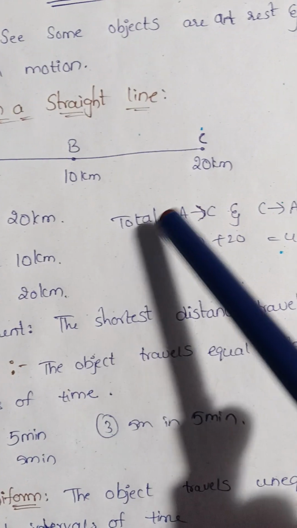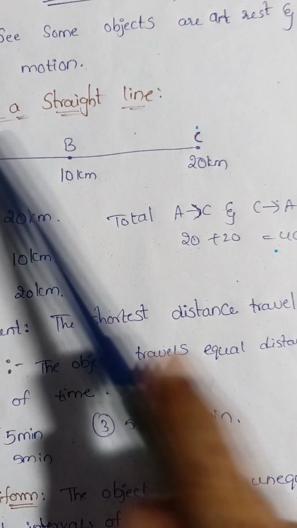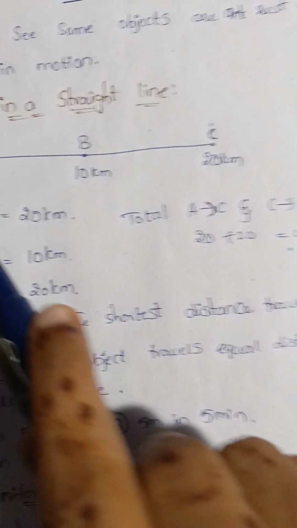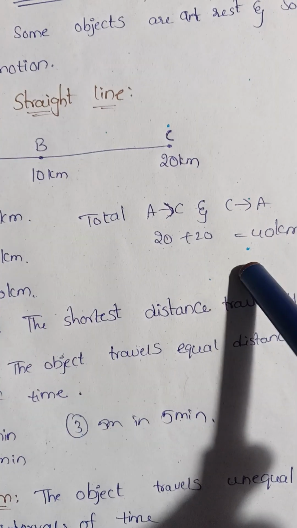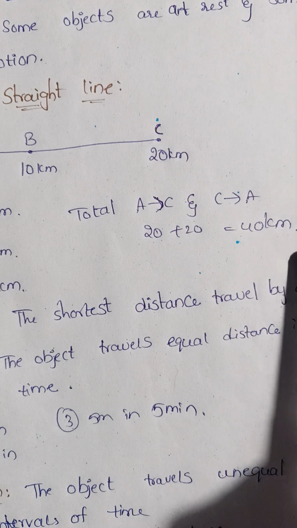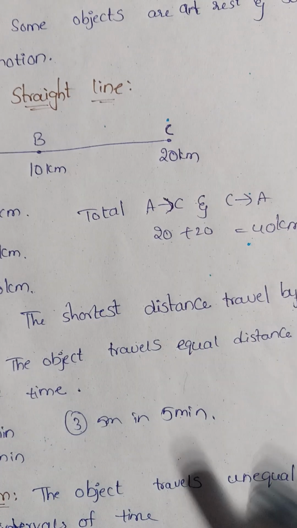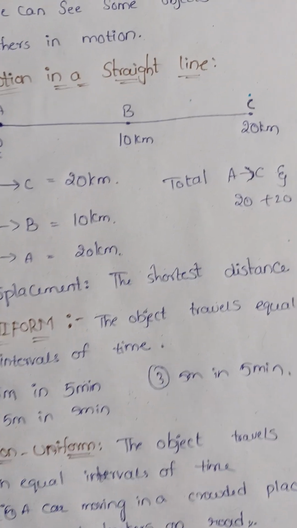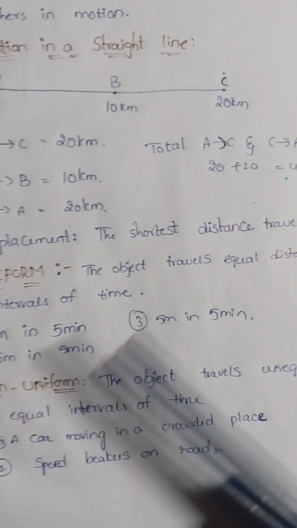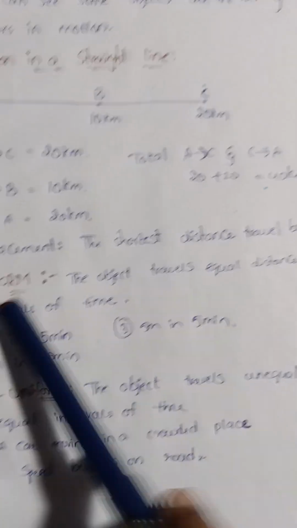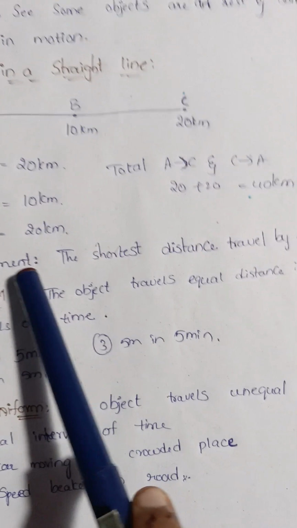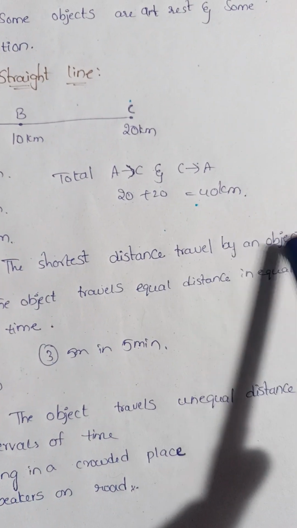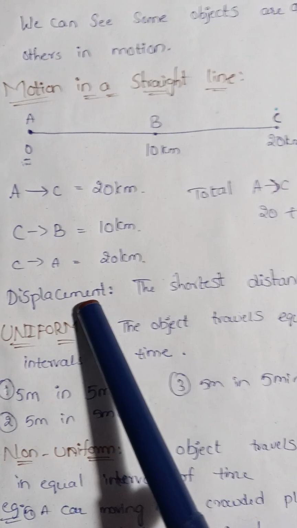So the object travels a distance from A to C and C to A. So 20 plus 20, the total distance traveled by the object is 40 kilometers. Now let us calculate the displacement. Let us see what displacement is. The shortest path traveled by an object is known as displacement, right? The shortest distance traveled by an object is known as displacement.